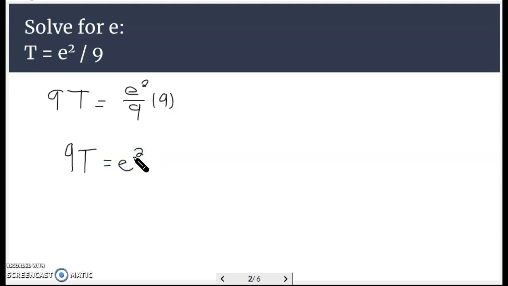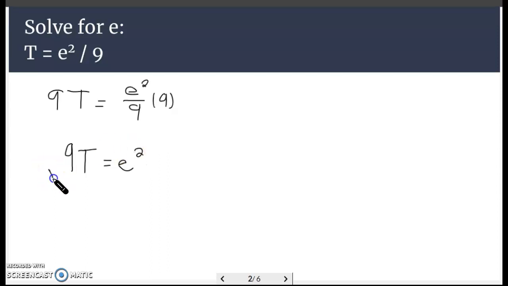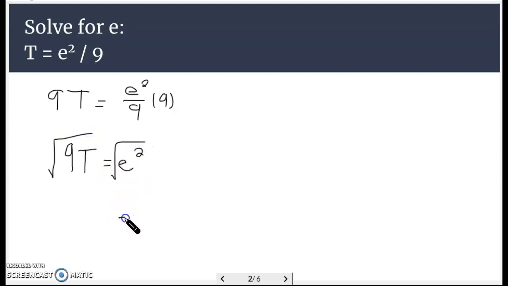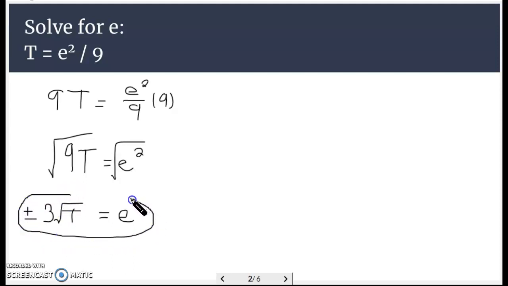And the way we undo a square is we take the square root of both sides. But when you take the square root, just keep in mind you always have the positive or negative possibility. The square root of 9 we can take, which is 3. We'll put that outside the radical, but t is going to stay inside the radical. So two answers for this. E is equal to plus or minus 3 square root of t.